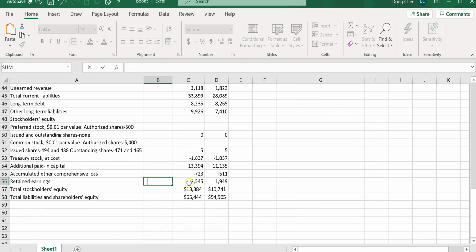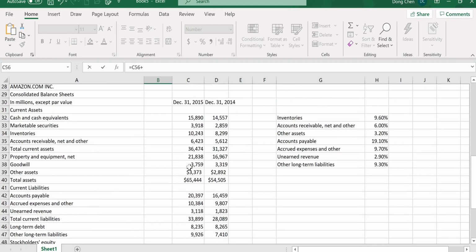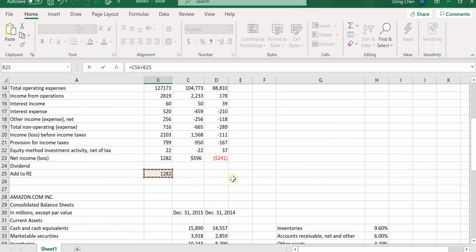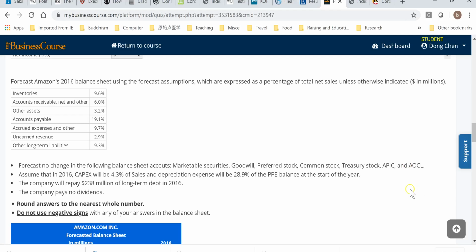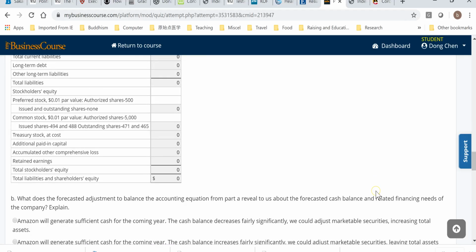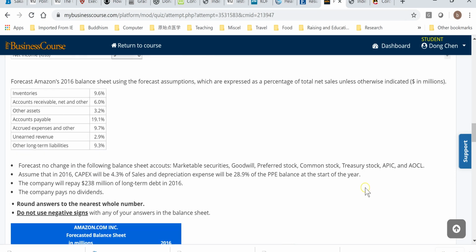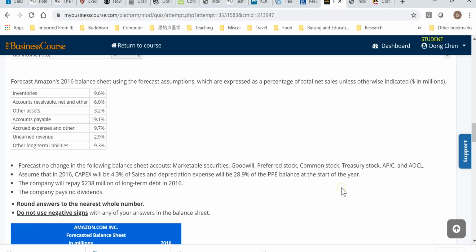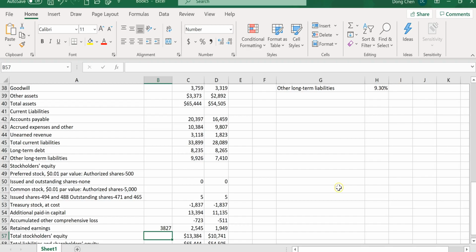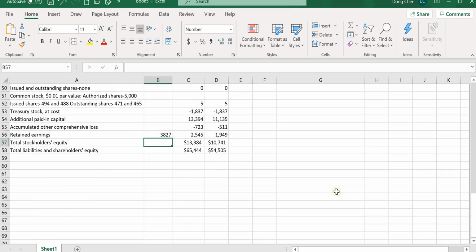So let me just do that. The current level of retained earnings plus this addition to retained earnings, that's going to be my new retained earnings. Unless there's any other information, and I don't think there's any other information stated about that. So we are done. Basically, we are done with the income statement. So now let's get to the balance sheet.